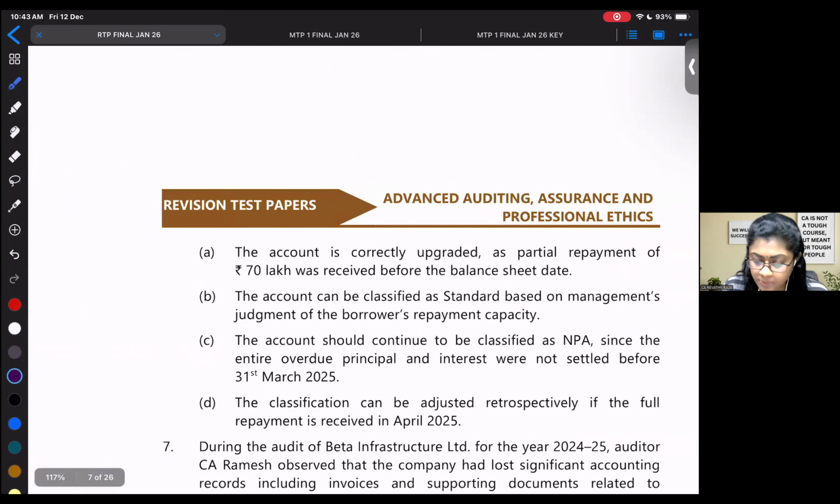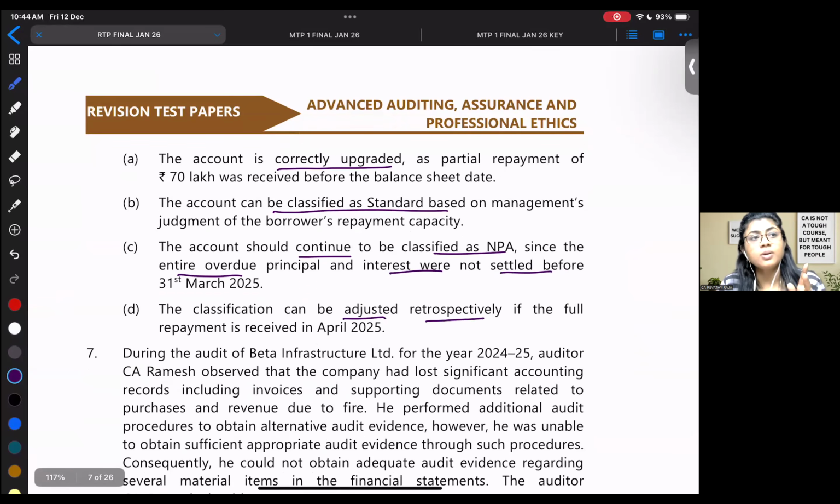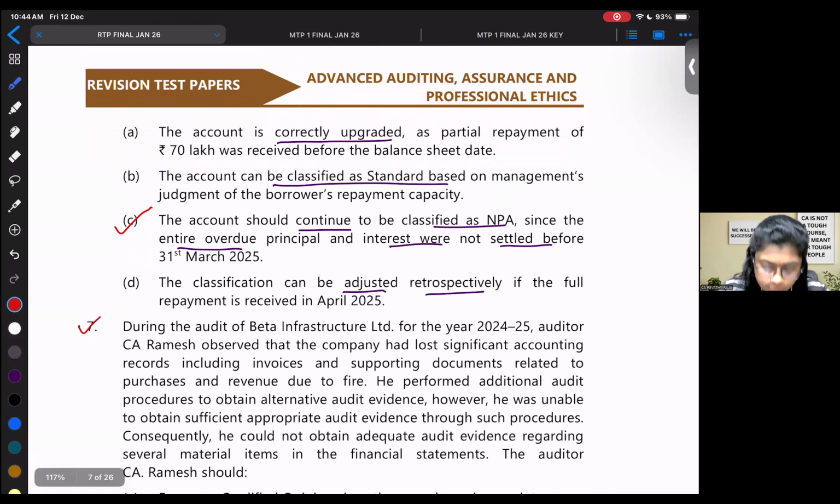So now can you say the answer, please? The account is correctly upgraded. The account can be classified as standard based on management judgment. Account should be concluded as NPA since the entire overdue was not settled. Classification can be adjusted retrospectively. Logical question. The answer is that since they have not repaid it fully, it should be NPA. So you studied something: partial recovery, not full. It cannot be upgraded unless it is fully paid. Can we go to 7?